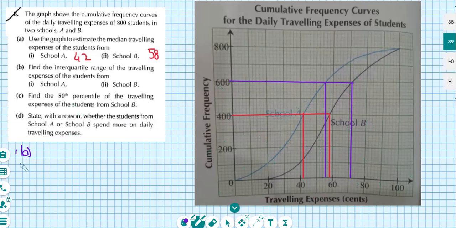Part B first. Upper quartile for school A is 58, 56, and 55, I guess, yes. Minus lower quartile. So lower quartile will be at 25% of 800, which is 200. So check the value of travel expenses for 200 on the cumulative frequency curve.